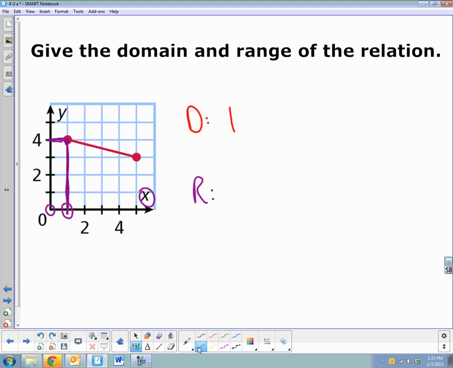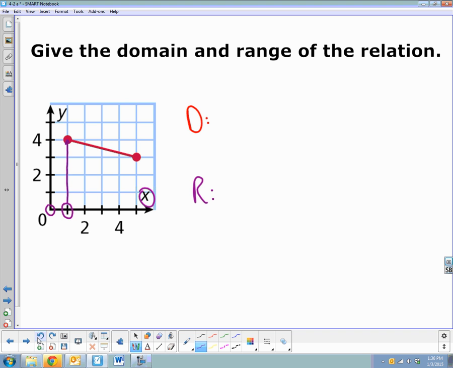Let's look at 2. 2 goes in, and it looks like maybe 3 3/4 comes out. 3 goes in, 2.5 or 3.5 comes out. 4 goes in, 3 1/4 comes out. 5 goes in, 3 comes out. 6 goes in, nothing. Nothing comes out when I put 6 in. So it looks like it goes from 1 all the way to 5.